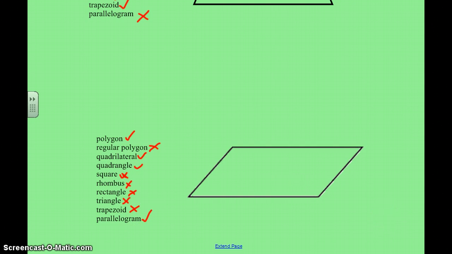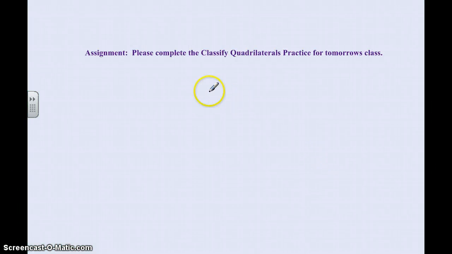All right, friends. So, in preparation for tomorrow's class, would you please complete the classifying quadrilaterals practice for tomorrow's class? We're going to continue to talk about quadrilaterals and classifying different two-dimensional shapes.